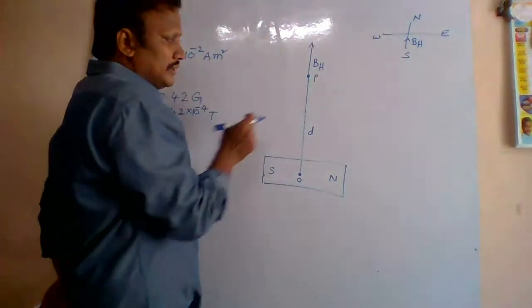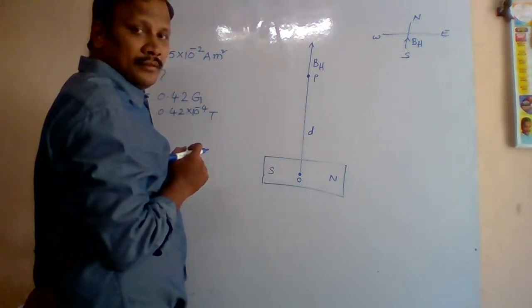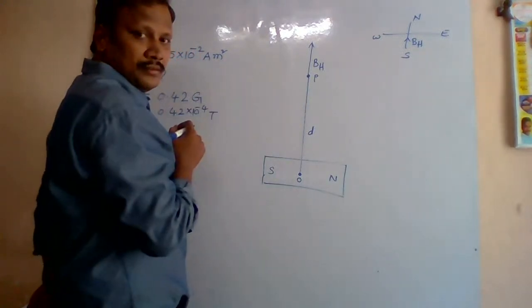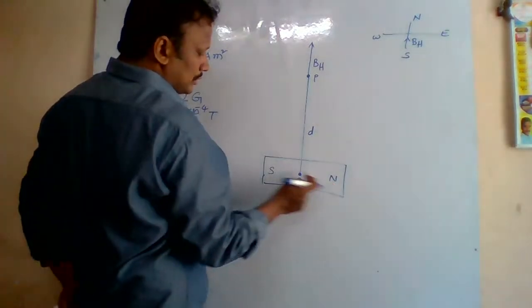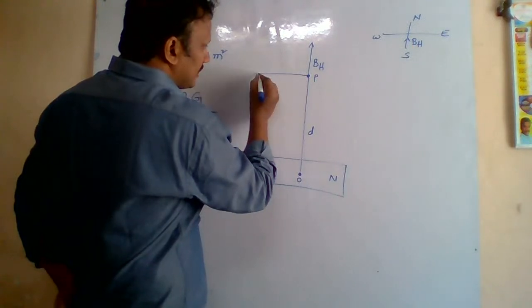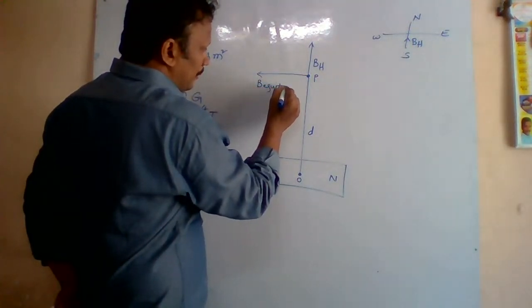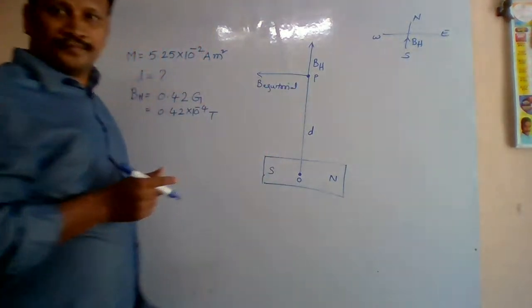At that point, with respect to this bar magnet, the point is on which line? Equatorial line. What is the direction of the equatorial field? North to south, parallel to the axis. North to south is nothing but in this direction. So this is B equatorial. Is it clear?